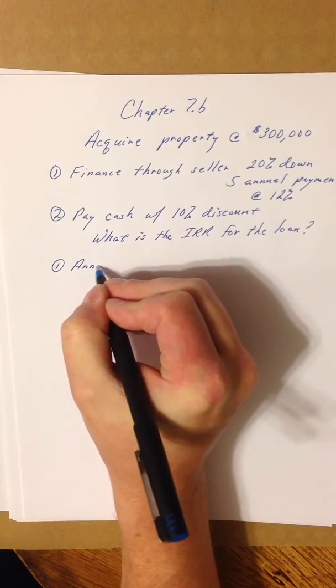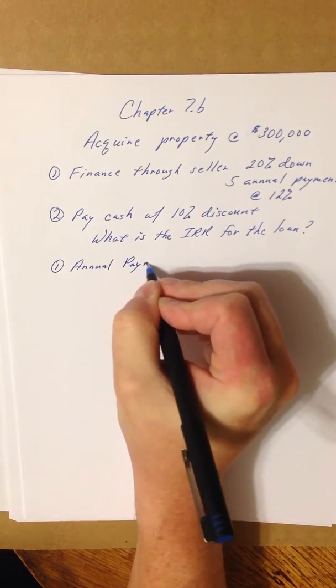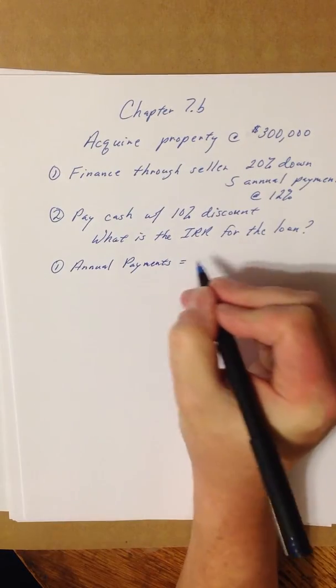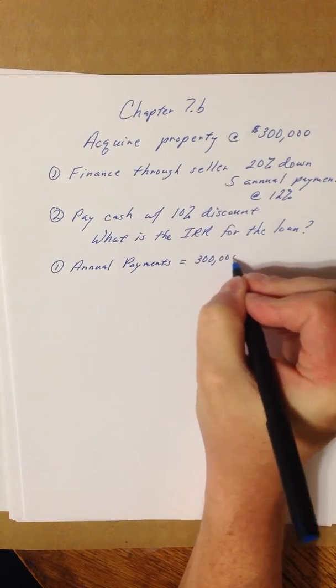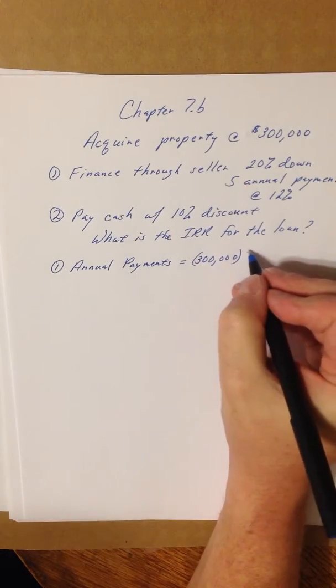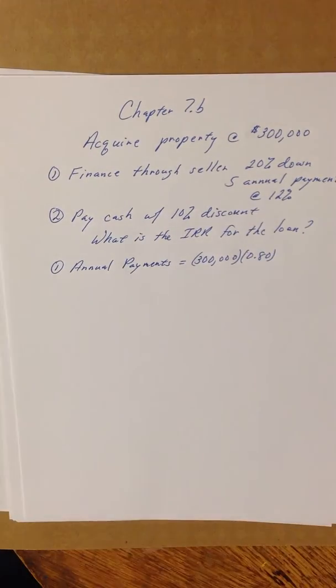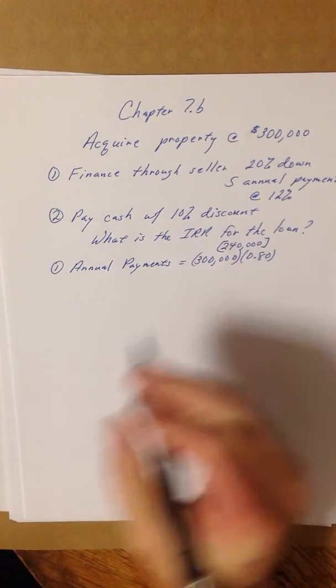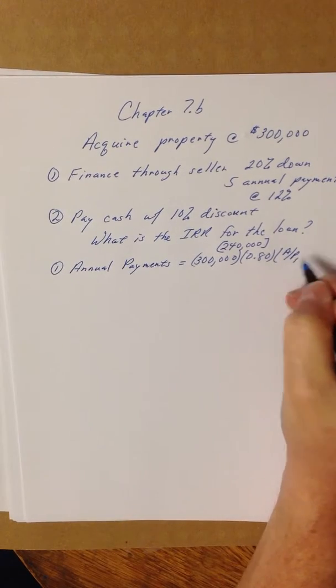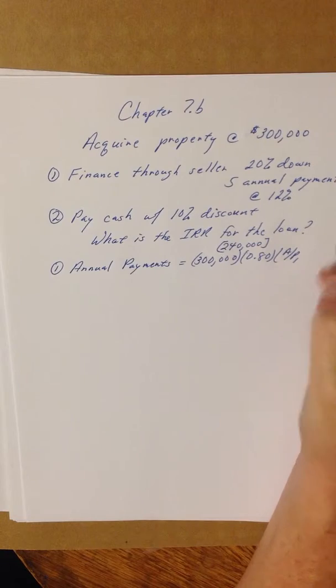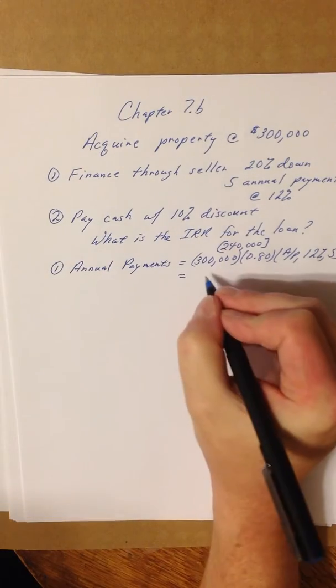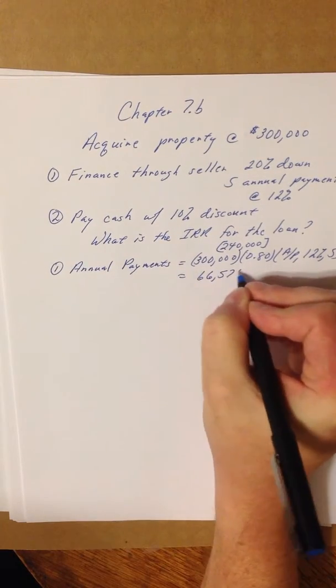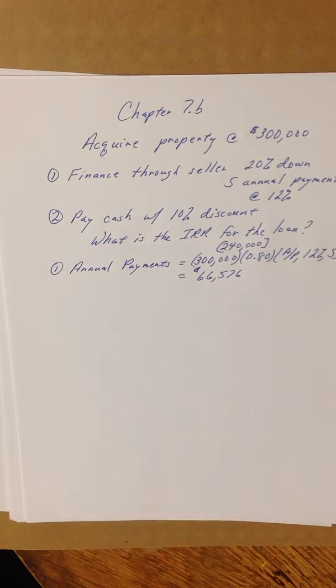So the way we actually can do this, first of all, we need to figure out what the annual payments are going to be. We know we have $300,000, but we have to put 20% down, so therefore we're only financing 80% of it, which is $240,000, and we're going to find an A given a P, and the interest rate is the 12% he's asking for, spread over 5 years. When we do the calculations, we find out that we're going to be paying somewhere around $66,576 every year for that loan.